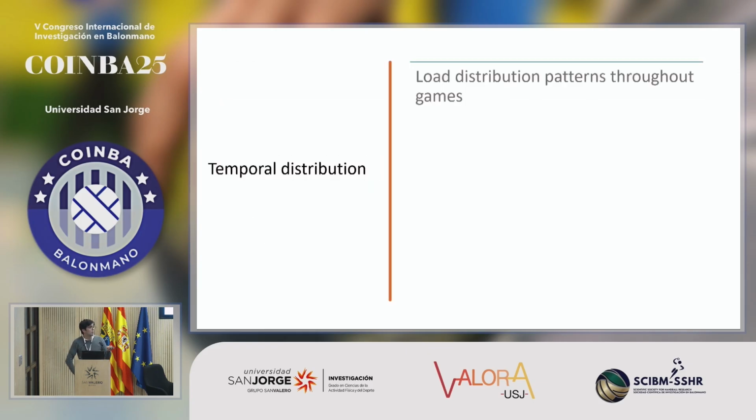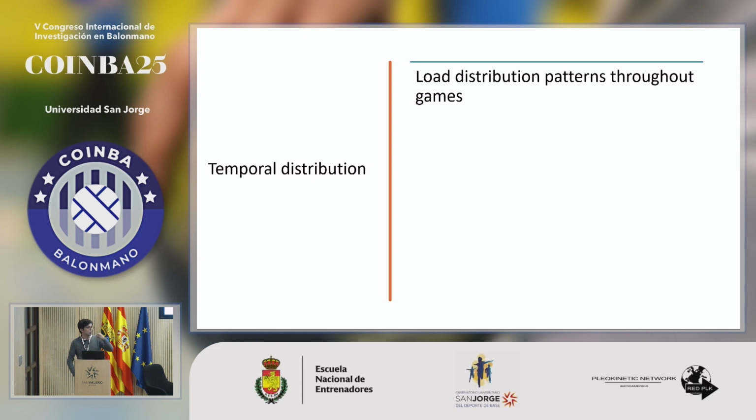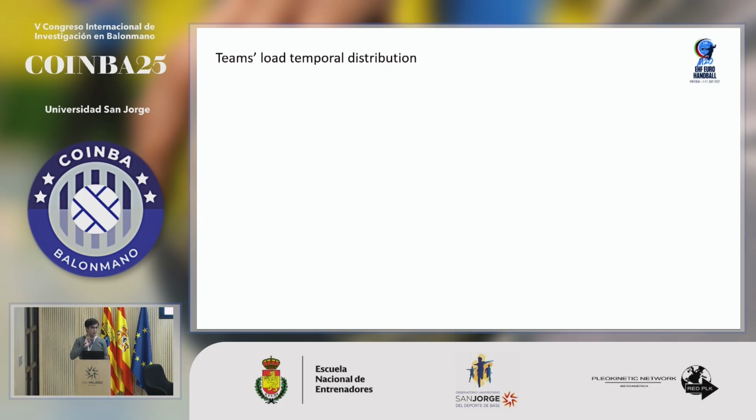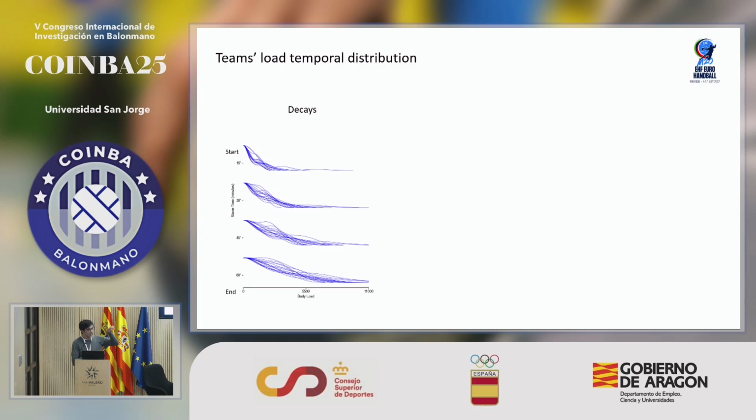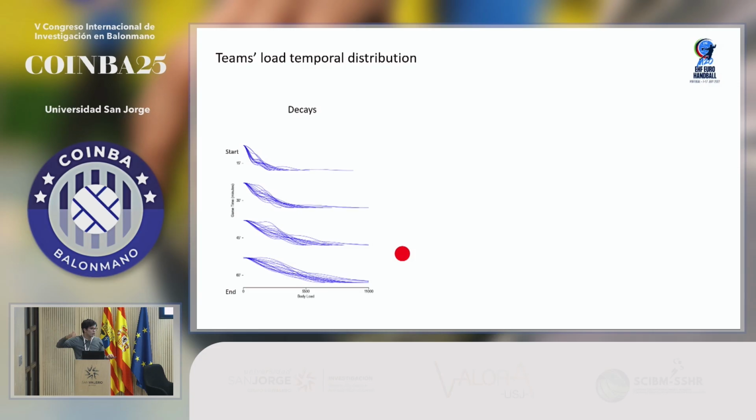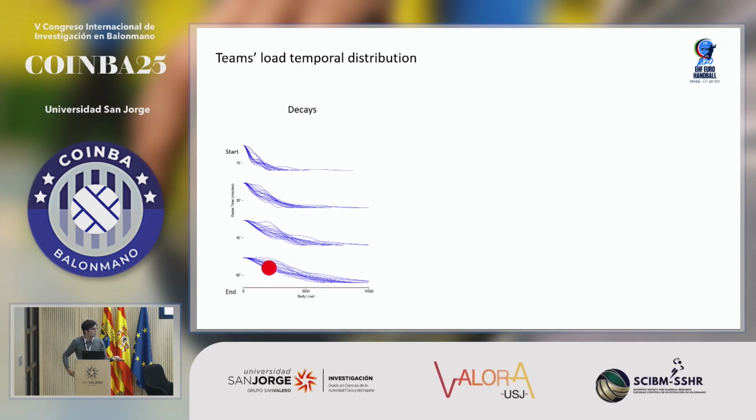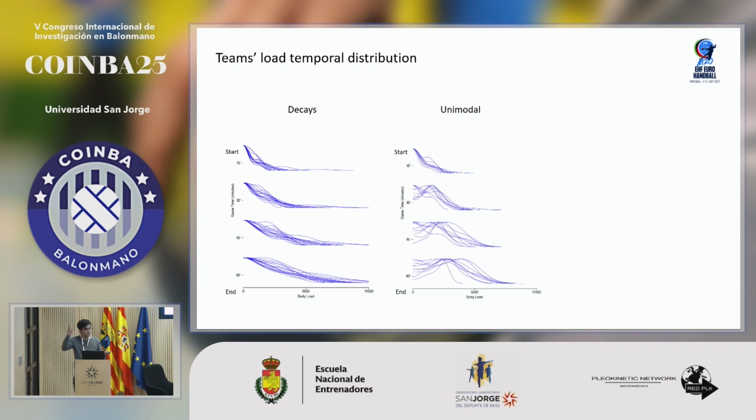Our objectives were to see how the distributions work throughout the games and if there are team-specific patterns. And we noticed that there are mainly three patterns. This is like a histogram. I don't know if you know what a histogram is. This is the smooth version of a histogram. Here we have the majority of players with low load, and then we have some key players with higher load. Then we have the unimodal distribution.